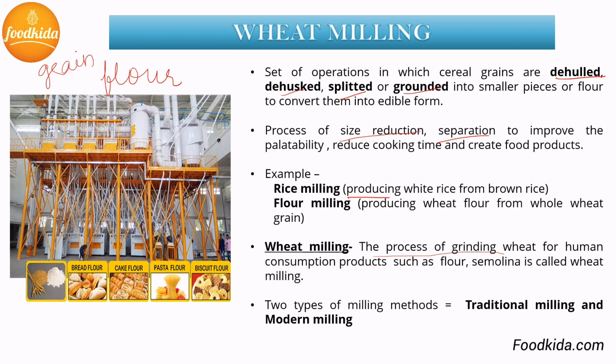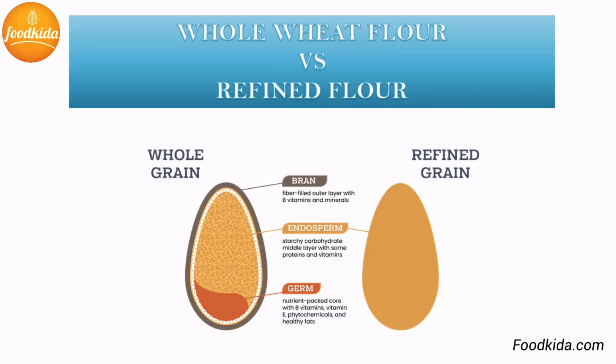There are two different methods of wheat milling: the traditional method of milling and the modern milling method. Before getting into the detailed procedure of milling methods, let us first learn the difference between whole wheat flour and refined wheat flour. Whole wheat flour is obtained from the whole wheat grain. As the name suggests, it contains the whole portion of wheat, meaning it will contain bran filled with fiber, endosperm with starchy carbohydrate, and germ with a packet of nutrients. So whole wheat is completely milled in order to produce whole wheat flour.